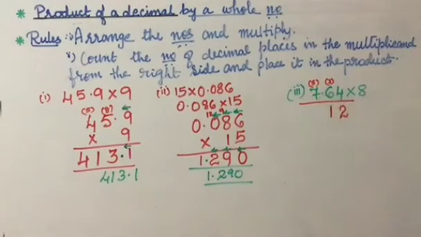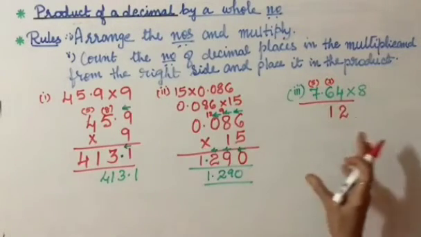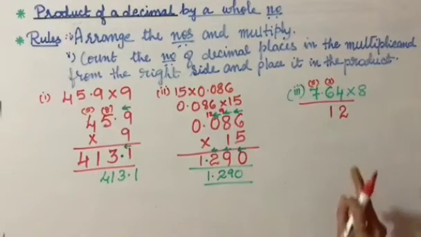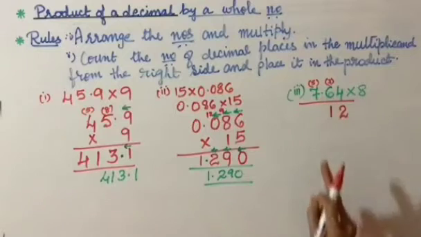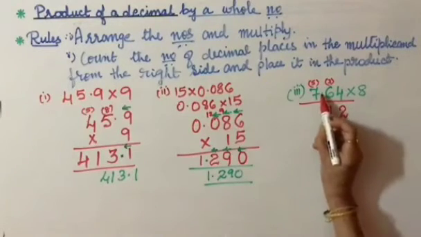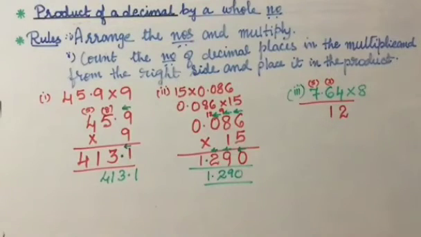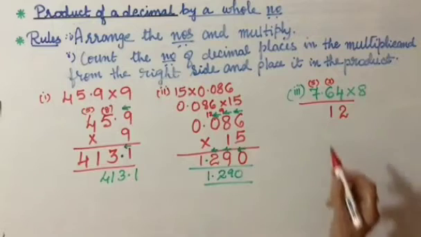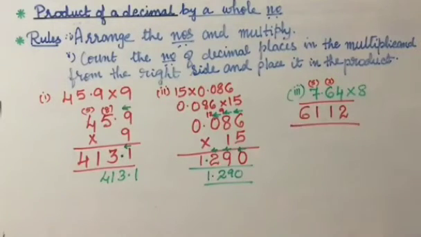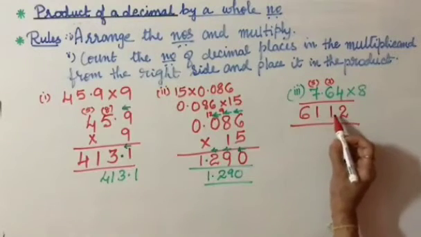What am I doing? I am ignoring this decimal point. I am multiplying as if I am doing whole number multiplication. You will also do that, because if you look at the decimal, some of you may panic. Okay, no need to get scared. Just ignore this and finish your multiplication. What is 8 into 7? 56 plus 5, 61. So now I have 6112.